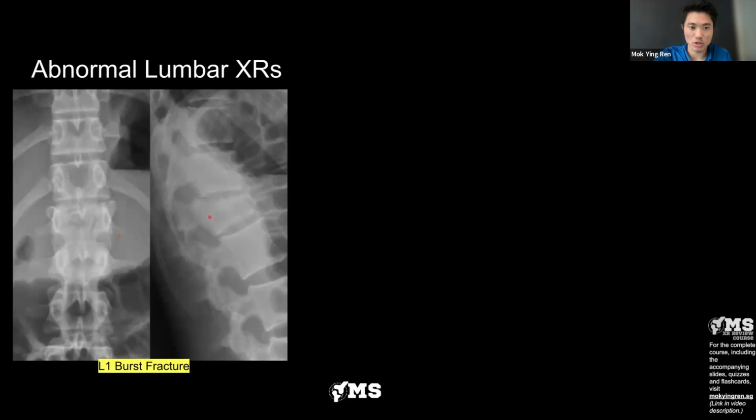Now, on the lateral view, the corresponding view on the same vertebrae, what we see here is a retropulsion. A retropulsion, right? This anterior vertebral line, the posterior vertebral line is disrupted, and there is a fragment of the vertebral body that has gone into the spinal canal. So there is backwards retropulsion of the vertebral body. So these two will indicate there is a burst fracture.